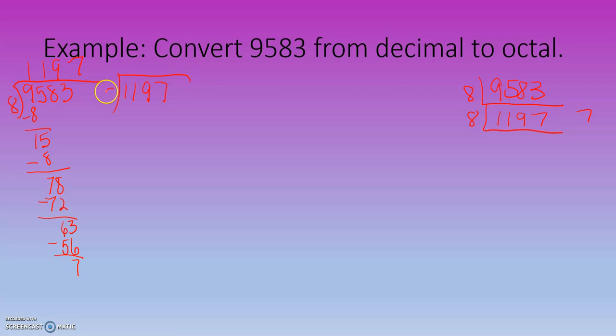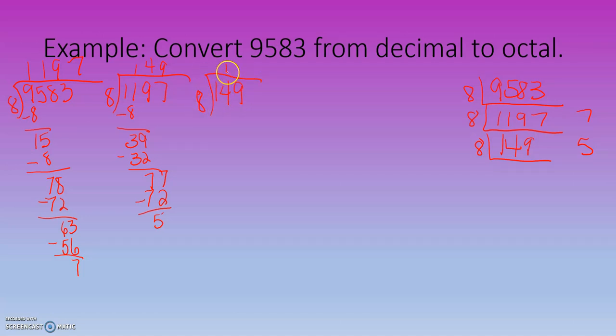1,197 divided by 8. 8 divides into 11 once. Into 39 4 times. Into 77 9 times. Our remainder is 5. 149 divided by 8. 8 divides into 14 once. And into 69 8 times. Remainder 5.